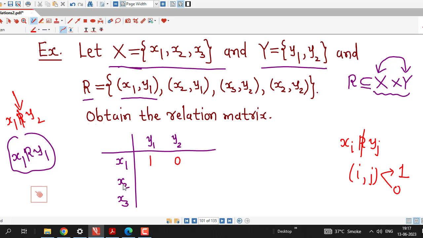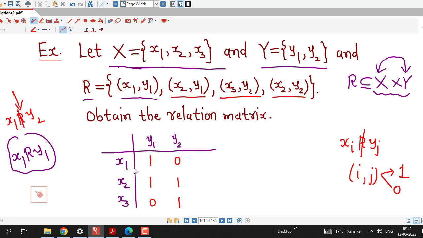Now we start from x2. The possible ordered pair is (x2, y1), and (x2, y1) is present in this relation. So here we put 1. Then we have (x2, y2). That is also present here, so here we write 1. Then (x3, y1). (x3, y1) is not present in this relation, so here we put 0. And (x3, y2) is present in the relation, so here we write 1.